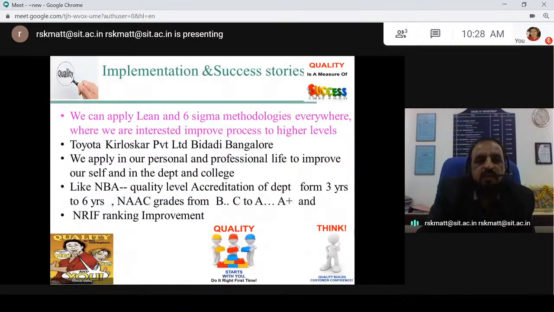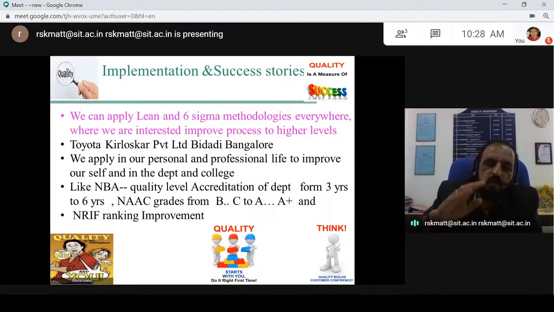So we can apply Lean Six Sigma methodology everywhere, where we are interested to improve the process at a higher level. Toyota Kirloskar Private Limited, Bidadi, they have used these Six Sigma concepts, so they are able to manufacture the products at a faster rate. Around 10 to 15 years back, as I told you, we have had a good relationship for 20 years with Toyota Kirloskar.